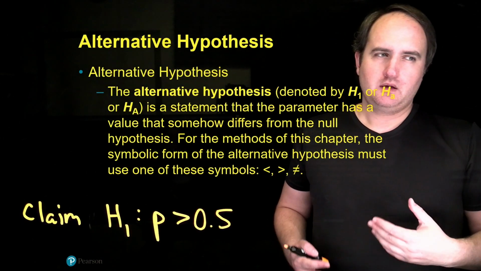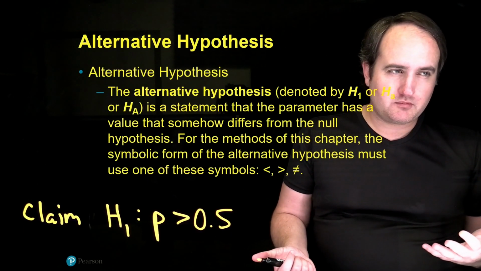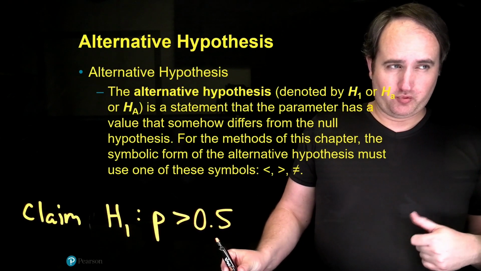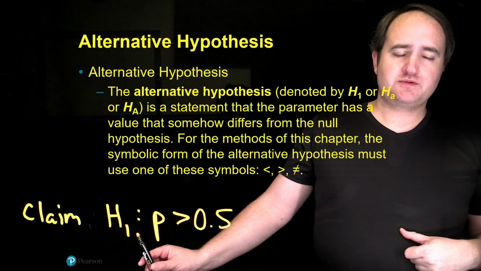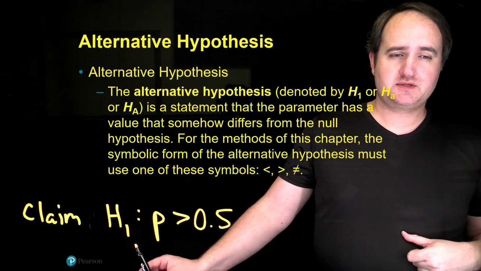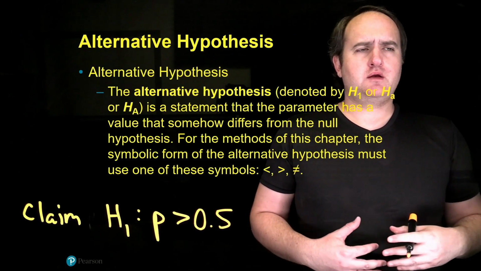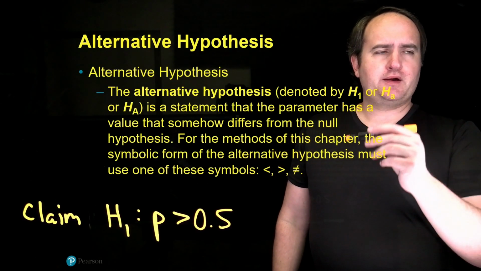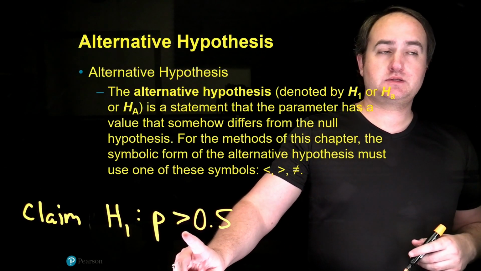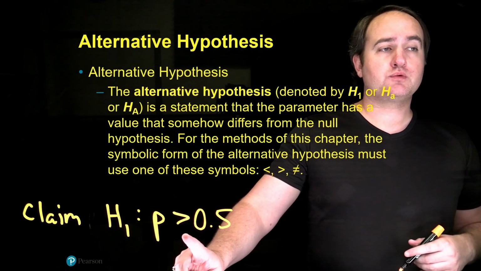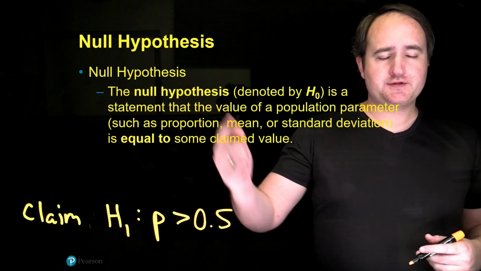Okay? So the way I teach it is, the first thing you do is you write out your claim, which here was P is greater than 0.5. And then whatever your claim is going to be the same as your alternative hypothesis, H1 or HA. Okay? So then what's this null hypothesis that they're talking about here? Well, the way you get the null hypothesis is you just simply replace the inequality symbol with an equals. So that's very straightforward to do, and that gives us the null hypothesis.